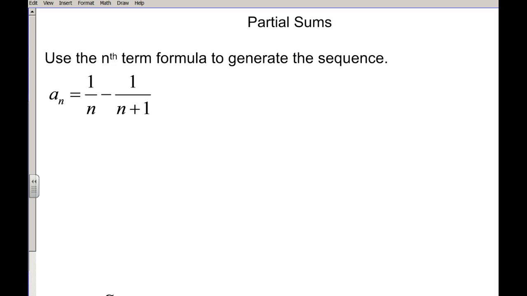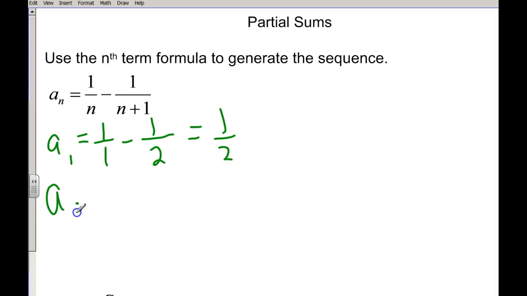It's probably the toughest problem we've seen. And this would be using the nth term to generate a sequence. So this would be, the first term would be a sub 1 equals 1 over 1 minus 1 over 1 plus 1, which is 2. And 1 minus a half is 1/2.